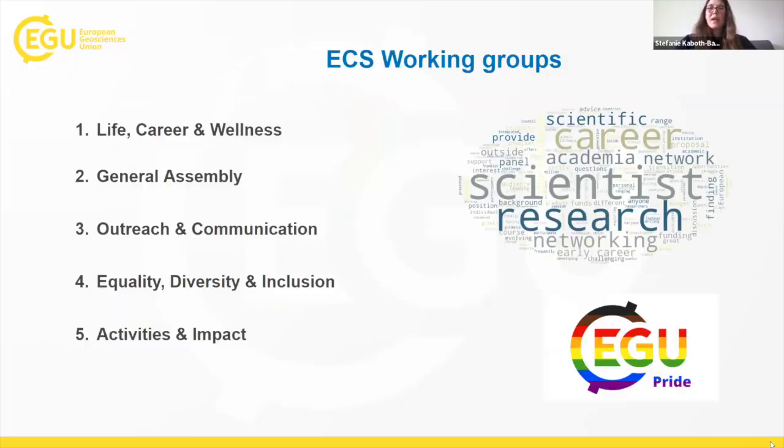So we have within our network basically 5 working groups that more or less mirror the committees that exist anyway, but these are specifically focused on the needs and wants of the early career scientists: life, career and wellness, the General Assembly in itself, outreach and communication, activities and impact, and equality, diversity, and inclusion. So if you want to get involved with these topics, please come to the booth through the week, please talk to us, and we are really happy to get more people on board to work on these really important topics.